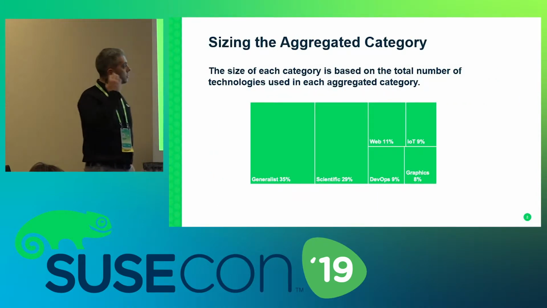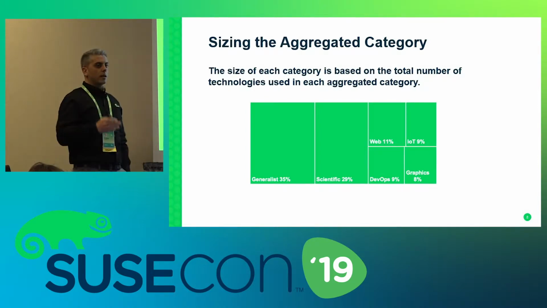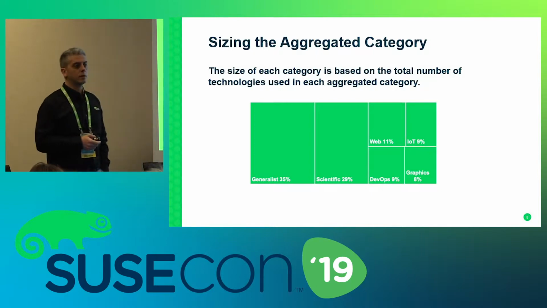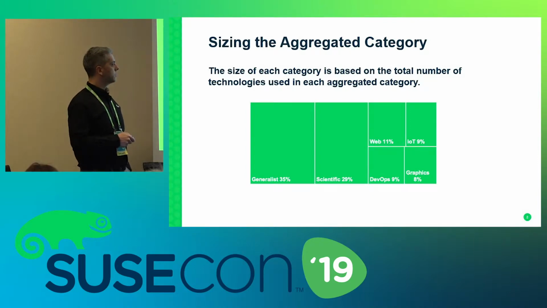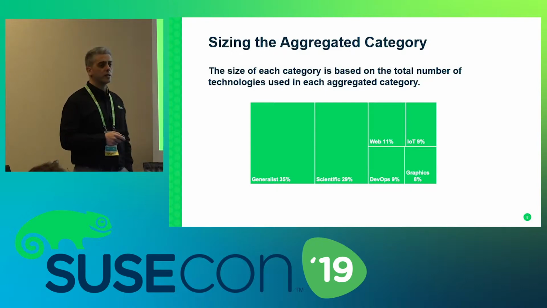So how does the spread look like? Well, the generalist is still the biggest area of all, with 35% in our analysis. The data scientists cover almost 30% of the pie, with 29%. And again, I'm pretty confident this will be much bigger next year. The web is at 11%, together with the IoT and DevOps at 9%, and finally the graphics at 8%.